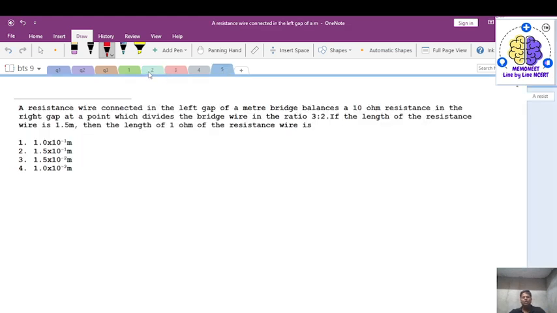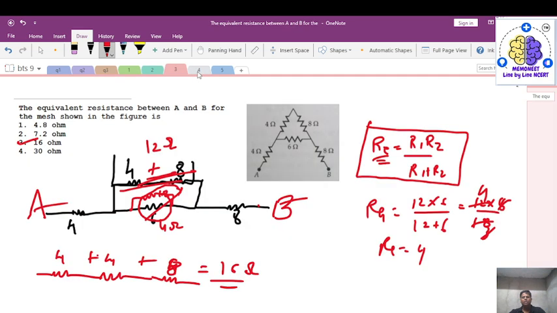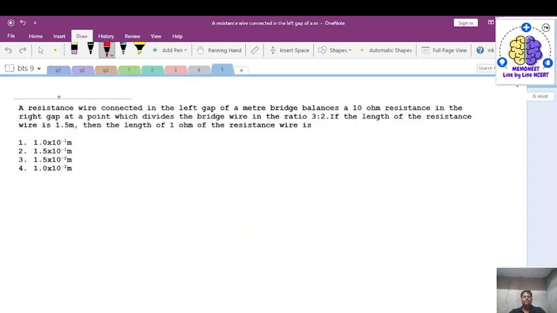Now we had seen all the numericals till now. The last numerical is: a resistance wire connected in the left gap of a meter bridge. Okay, it's related to your meter bridge. It balances a 10 ohm resistance in the right gap at a point which divides the bridge wire in the ratio 3:2. If the length of the resistance wire is 1.5 meter, then the length of 1 ohm of the resistance wire is.